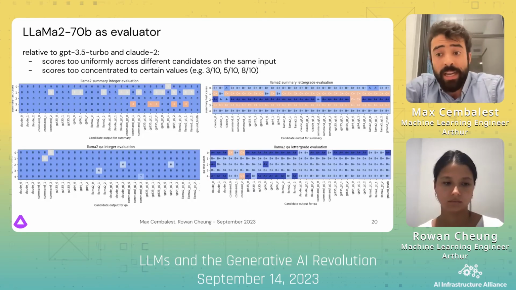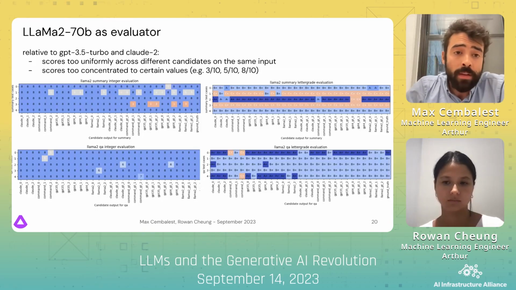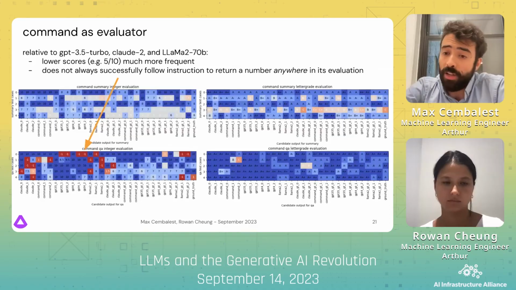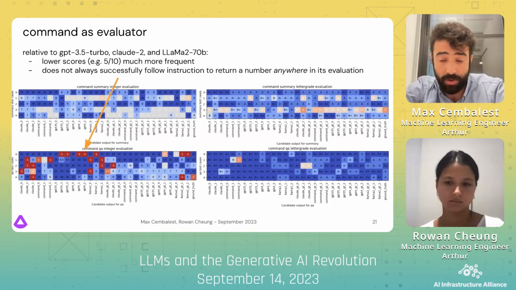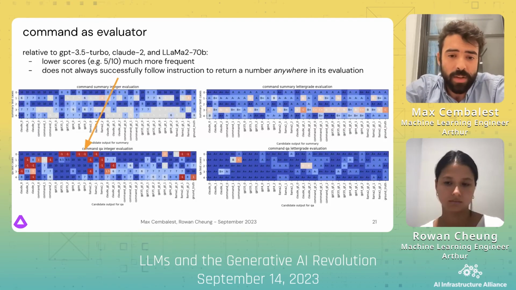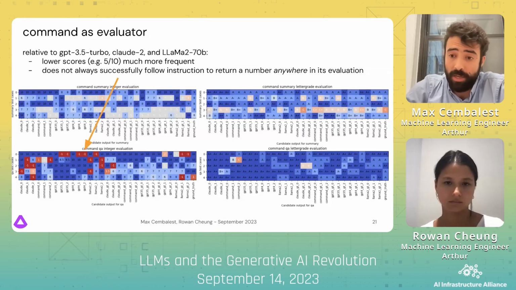So again, sensitivity to the LLM giving the feedback is really high. And now the command model as the evaluator, relative to the previous three evaluators that we've shown, one thing that we observed is that it gives lower scores, like a 5 out of 10, much more frequently than the previous three evaluators. And we see some scores showing up with a -1 in the bottom left, which indicates that there was actually no parsable integer feedback being provided there.